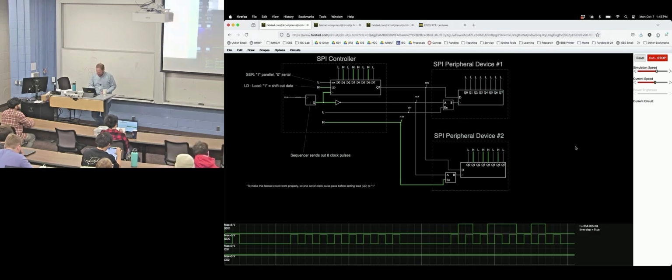Okay, cool. But I encourage you to play with it. If you do play with it, just make sure you put 8 clock cycles out first. It'll technically still work. It's just the data will look weird for the first time.